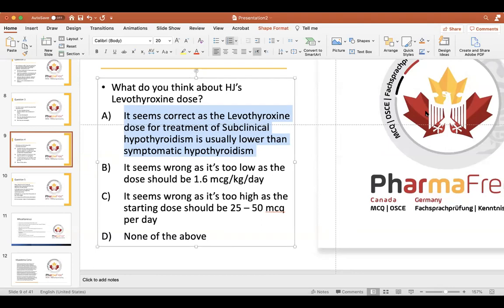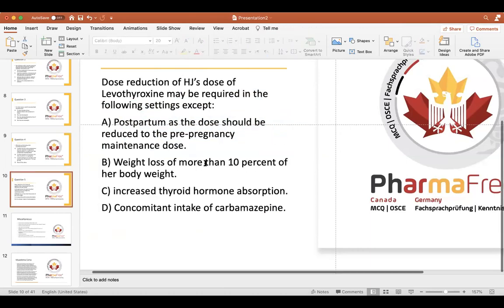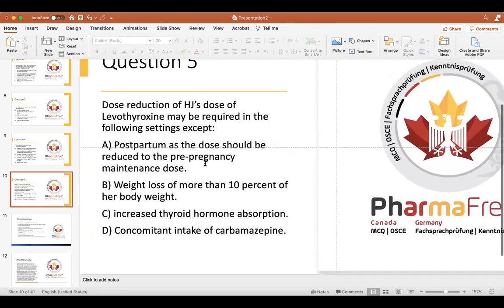Doctor, can you repeat the dose difference between subclinical and clinical? For the clinical, it's written here as 1.6 micrograms per kg per day. For the subclinical, it's only 1 microgram. Okay, that's it, my friends. It's good.